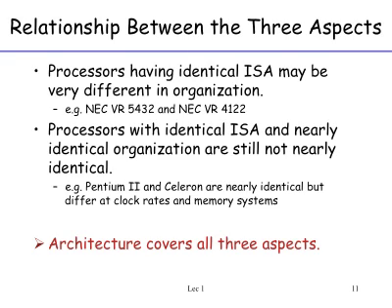So the organization of the internal components is different from chip to chip. And processors with identical instruction sets and a nearly identical organization are still not identical. Here's an example. You may have two processors with nearly identical instruction set and organization, but they may be implemented on a different chip with different clock frequencies, different memory subsystems. Architecture covers all these three aspects.